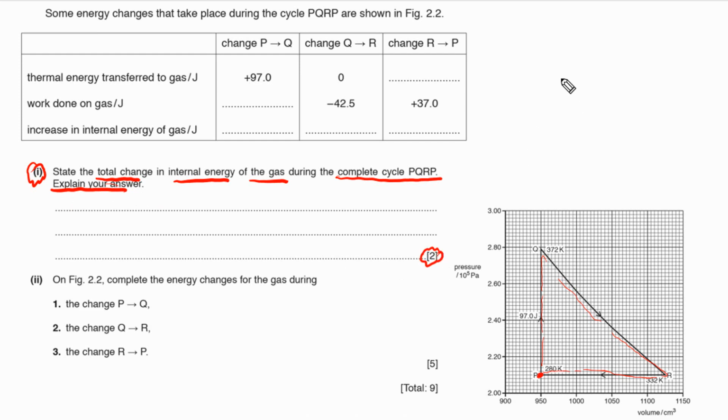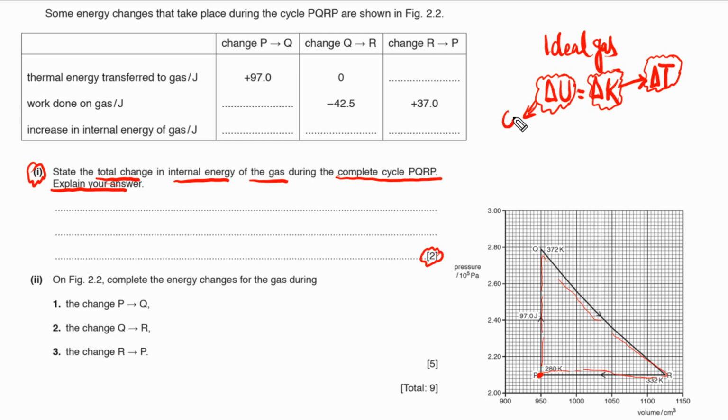First thing we need to understand is that, as I already mentioned, we are talking about an ideal gas in this case. For ideal gases, the total change in internal energy is equal to the total change in kinetic energy, and the kinetic energy of gas depends on temperature. So the change in kinetic energy depends on the change in temperature. If there is no change in temperature, it simply means that there is no change in kinetic energy of molecules, or simply we can say the change in internal energy is equal to 0.